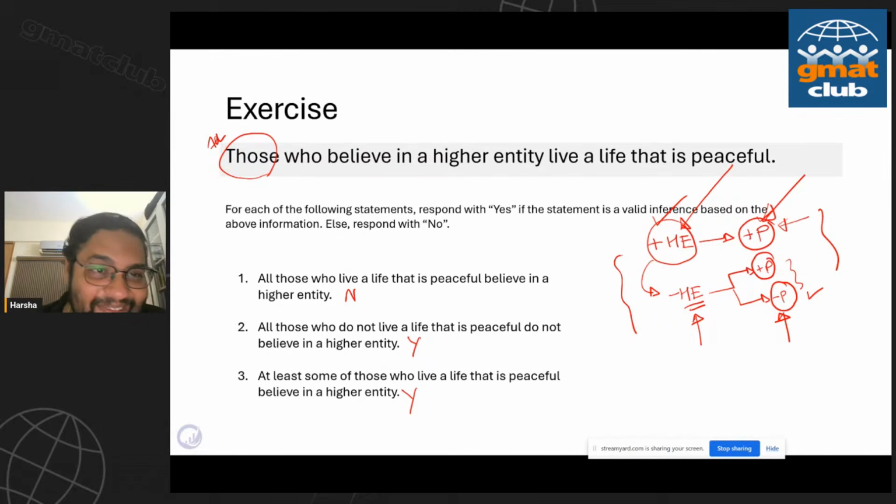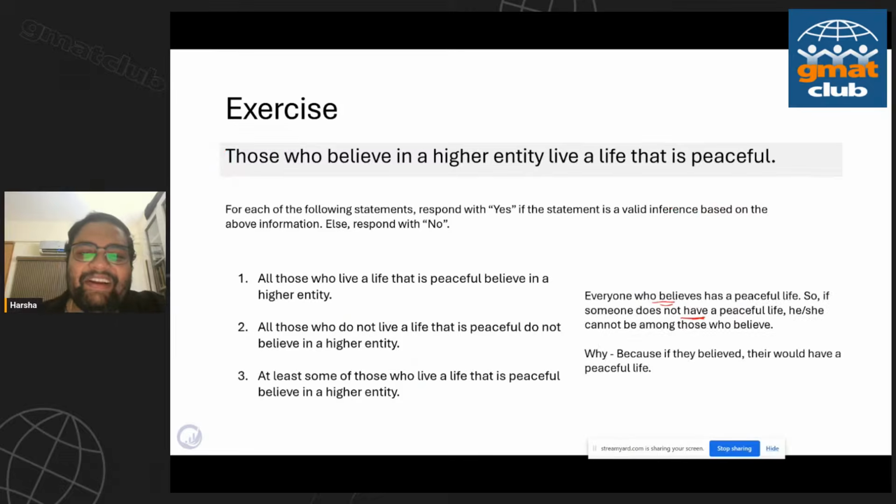And it doesn't have to mention all those. It's understood. When I say those who believe in a higher entity, I'm not saying some of those, right? I'm not saying some of those, a few of those. No. When I say those, it's a blanket statement. All those. It's understood. Good. Excellent question. That's how we roll.